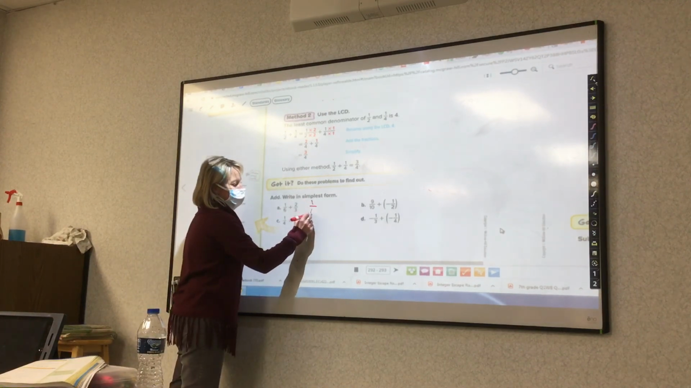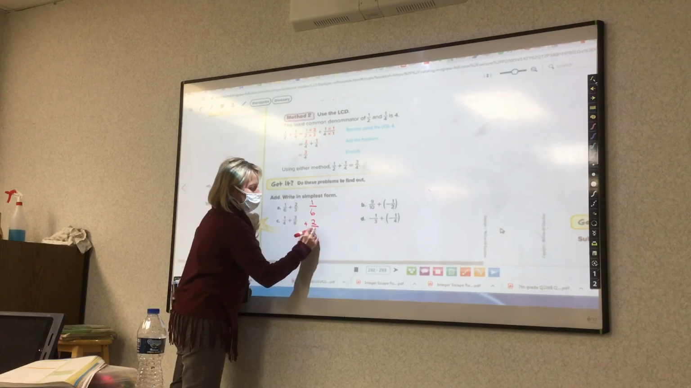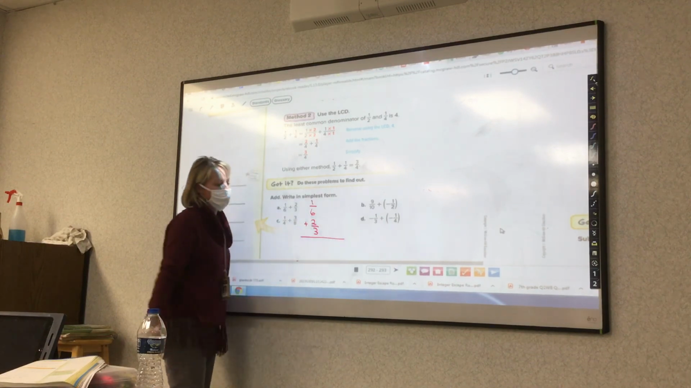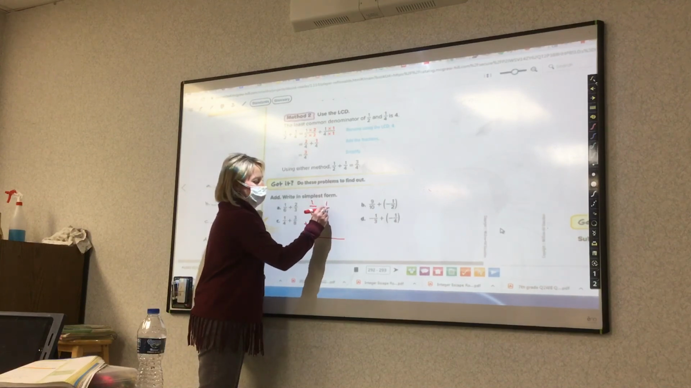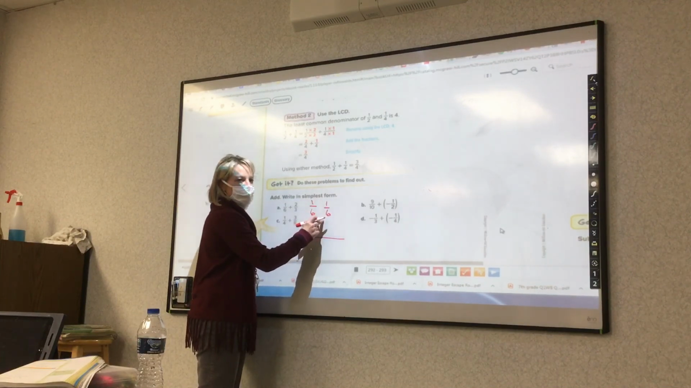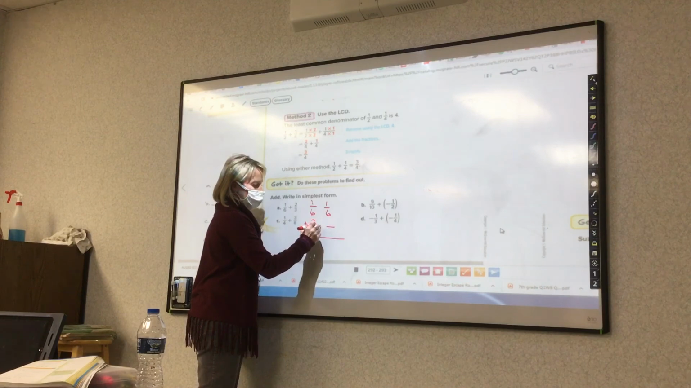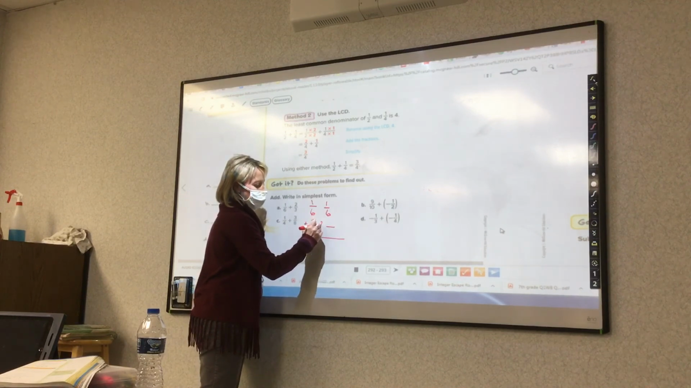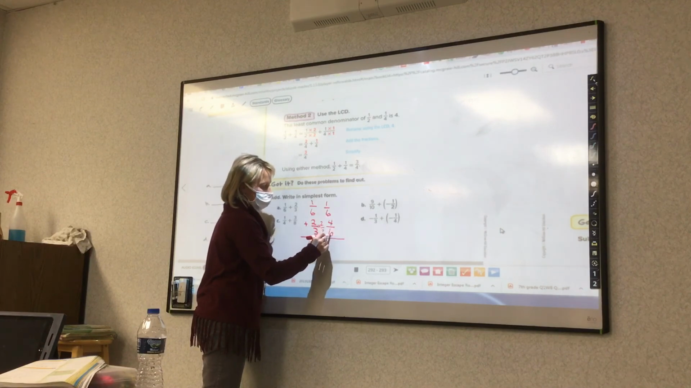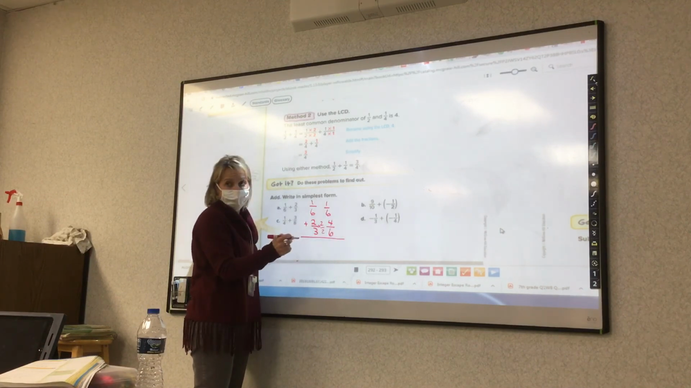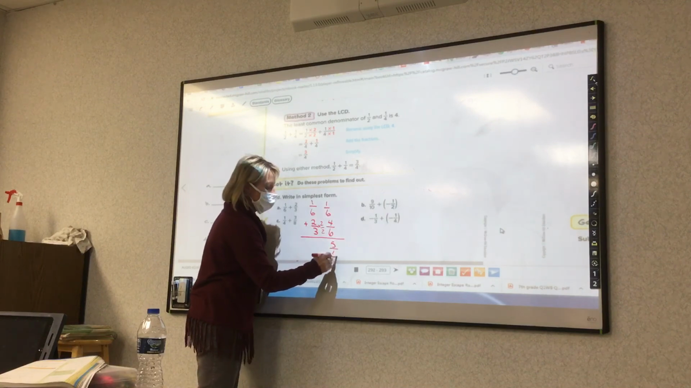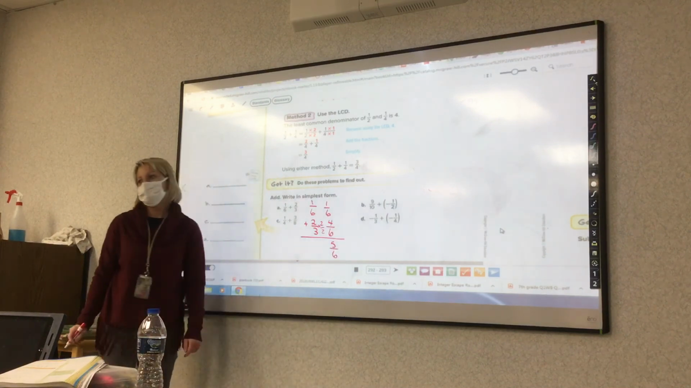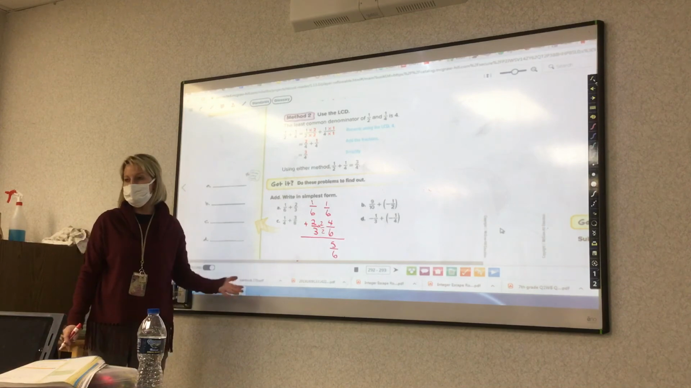A and C. 1/6 plus 2/3. What's my common denominator going to be? 6. So we write it up and down. Then if it's 6, I don't have to change anything here. If I change it here, I have to multiply by 2. Because 2 times 2 is 4, 3 times 2 is 6. Then I just add. 1/6 plus 4/6 is? 5/6. Can I reduce that 5/6? No. Nope. So I'm done.